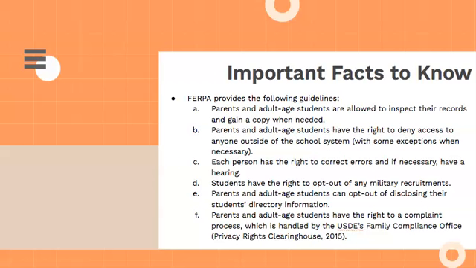Students have the right to opt out of any military recruitment. Not every student is going to be eligible for military recruitment anyway. These students can also opt out of disclosing their directory information, and we will go into what the directory information involves a little later. And these students have a right to a complaint process. So if they feel that their rights have been violated, they have a right to have that corrected.